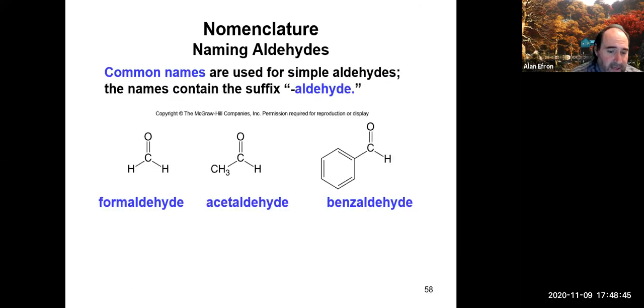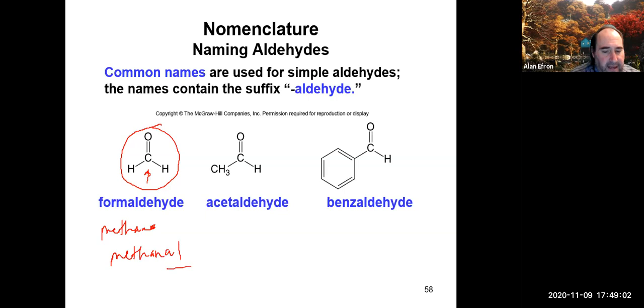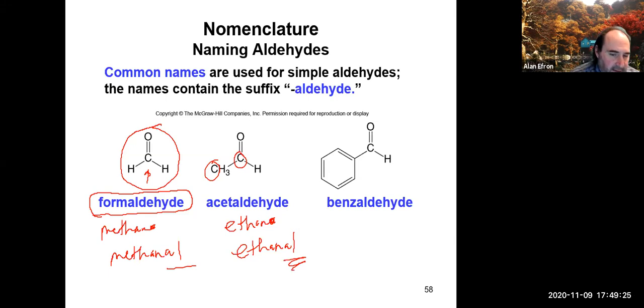Now, aldehydes, there are some that have common names. For us, a couple of these you should be aware of. This one right here is one carbon, which is based off of methane. We'll drop the E and it becomes methanal, A-L. Methanal, which is one carbon, is also known as formaldehyde. This one as well is two carbons, based off of ethane. Drop the E, ethanal, A-L. Also known as acetaldehyde is another common name for it.